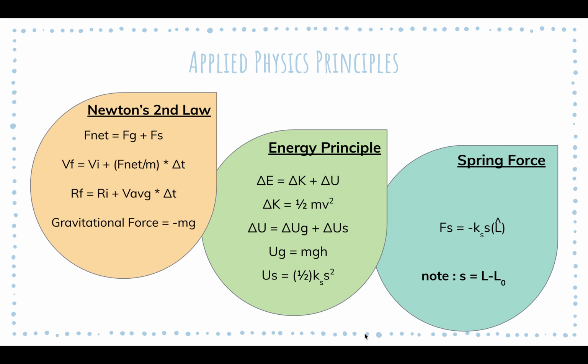We can set the change in energy equal to the change in kinetic energy, which is the energy associated with the motion of an object, plus the change in gravitational potential energy, which is the energy that is stored due to gravitational attraction by the Earth, plus the spring potential energy, which is the stored energy when either stretched or compressed. The spring force equation is given by negative Ks times L hat, where S is L minus L naught.